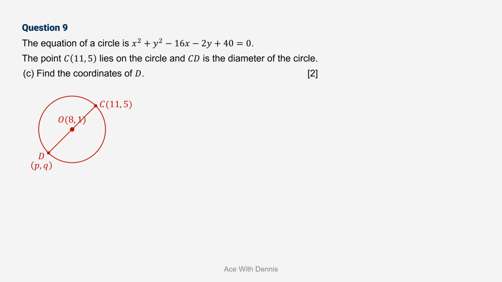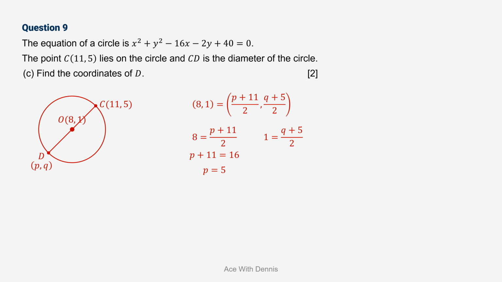So as you can see from this diagram, O is the midpoint of C and D. Hence, we can apply the midpoint formula. So (8, 1) equals ((p plus 11) over 2, (q plus 5) over 2). Then we compare the x coordinates. 8 equals (p plus 11) over 2. We solve this equation. p plus 11 equals 16 and p equals 5.